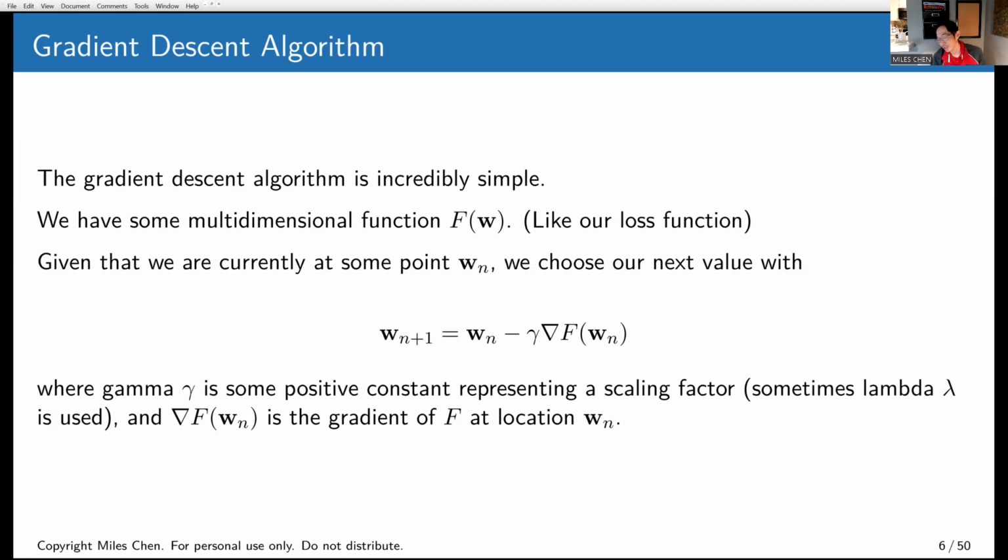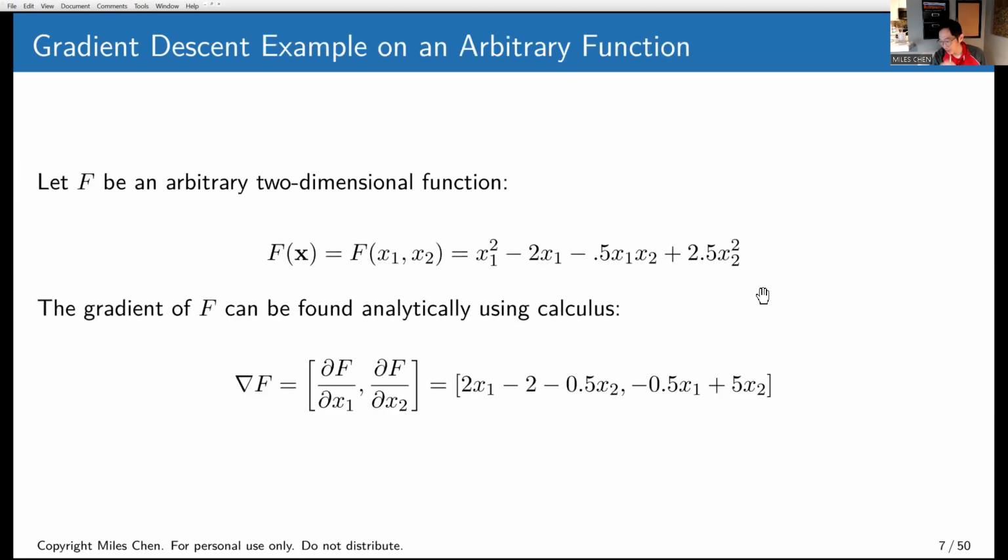Or in some cases, if you end up in a shallow location where your gradient ends up being quite small, then you could have 3 times the gradient or whatever. It's just some positive scaling constant. Here I've got gamma. Sometimes in other texts you might see lambda, but it doesn't matter. So let's just try this out.